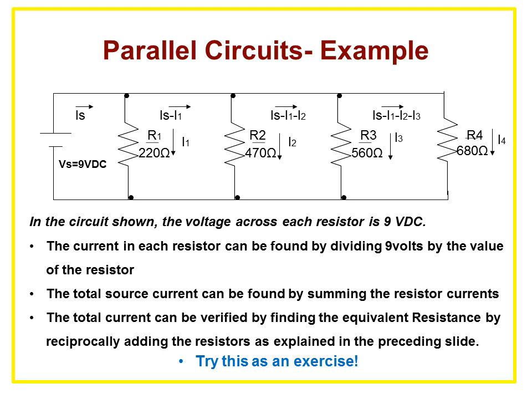The total current can be verified by finding the equivalent resistance by reciprocally adding the resistors as explained in the preceding slide. You can do this as an exercise, but remember that you can do it either way and use the other way as a check.